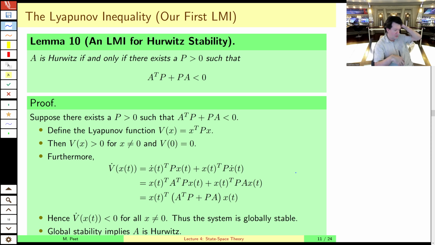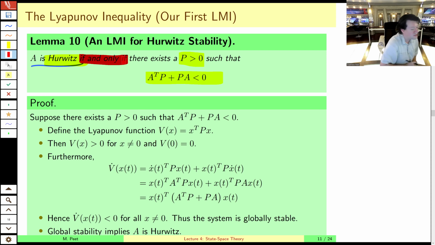We showed in the previous part of this lecture that a system is stable if and only if it's Hurwitz. And now we can show, furthermore, that it's Hurwitz if and only if there exists a positive matrix P such that A transpose P plus PA is less than 0. And that's if and only if, so that's important. It's a necessary and sufficient condition for stability, and now expressed as an LMI, because the variables here are P.